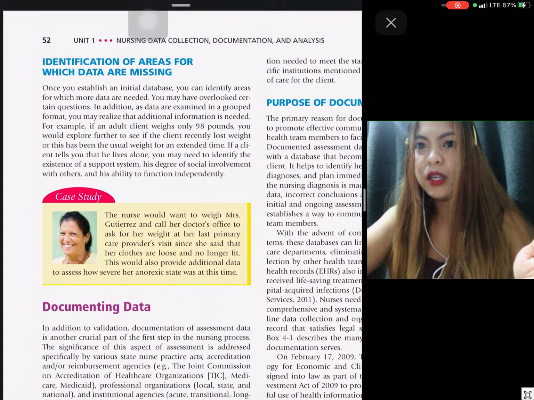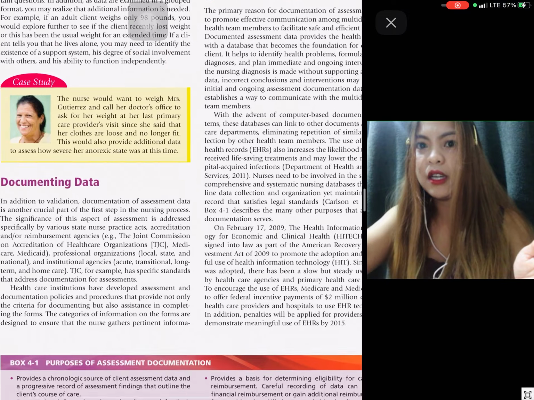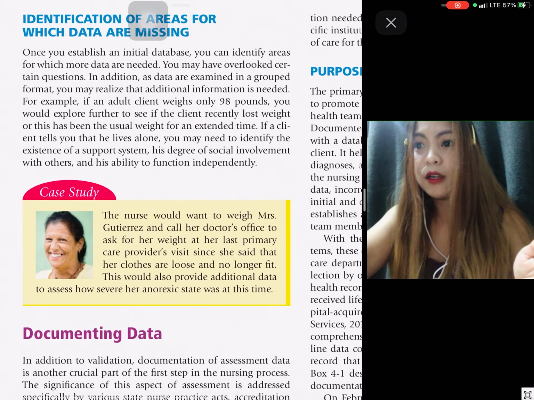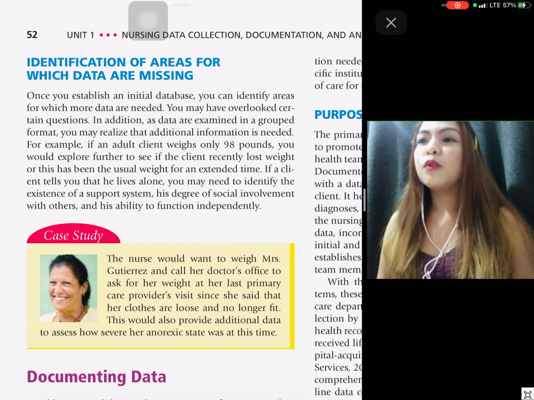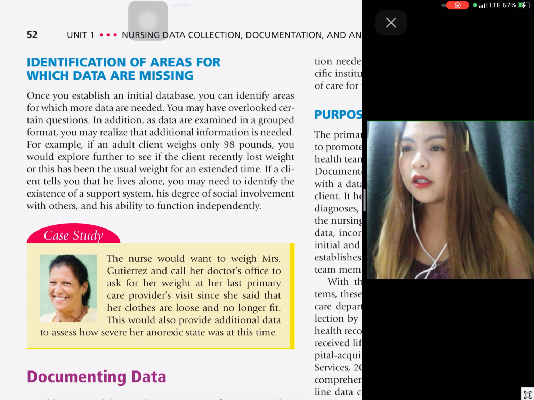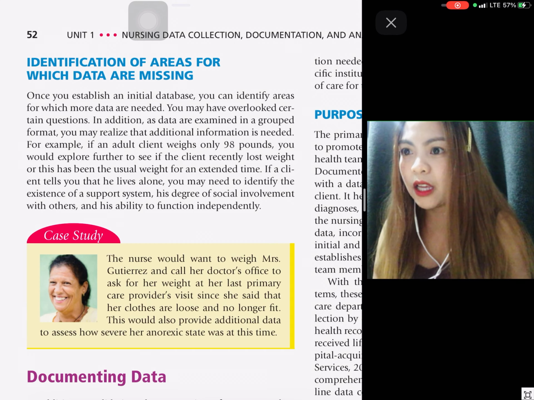Identification of areas for which data are missing. So, kailangan rin ma-identify yung kung saang data tayo nagkukulang. Kasi minsan, may nami-miss din tayo. Kailangan din natin malaman yun. Hindi lang sige, validate, kasi tapos may kulang ka palang data.